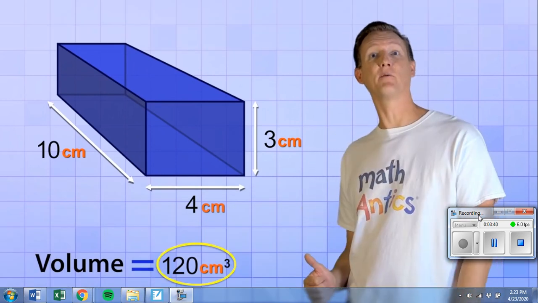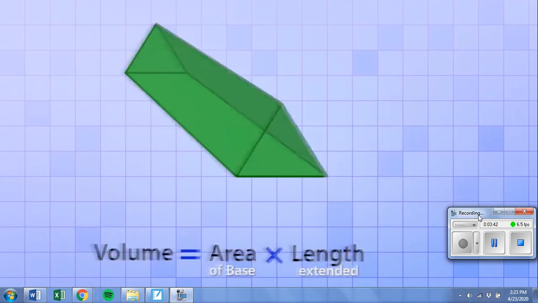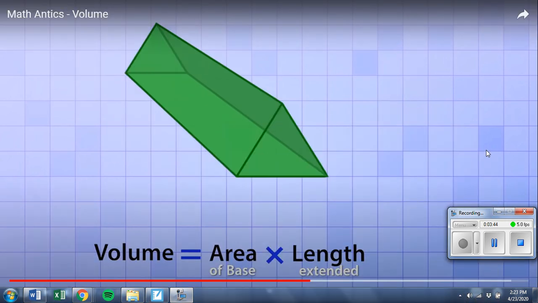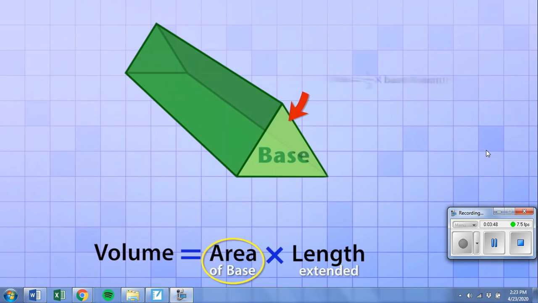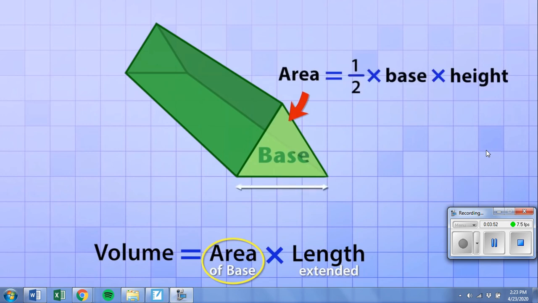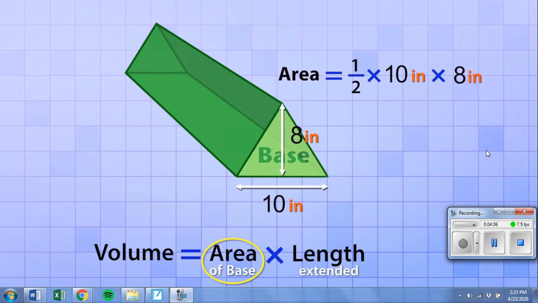Okay, let's try to find the volume of the triangular prism now. Again, the first step is to calculate the area of the base of the prism, which is the triangle. The formula for finding the area of a triangle is 1/2 of the triangle's base times its height. Be careful not to confuse the base of the triangle with the base of the prism, which is the triangle itself. Our diagram tells us that the base of the triangle is 10 inches and its height is 8 inches. So 1/2 the base times the height would be 1/2 of 10 times 8.